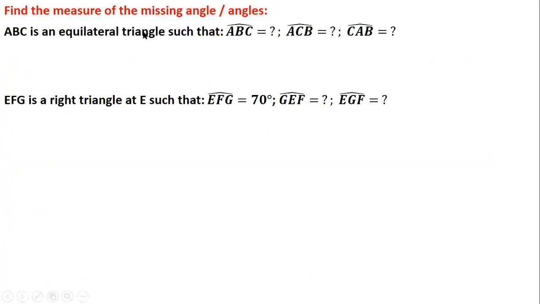How to find the measure of the missing angle in a triangle? I want to ask Carlo. Yes, Carlo. Carlo, do you hear me?